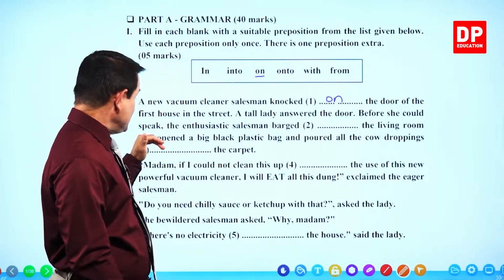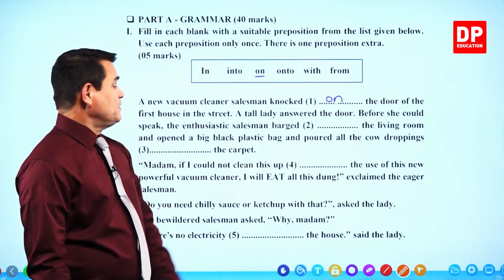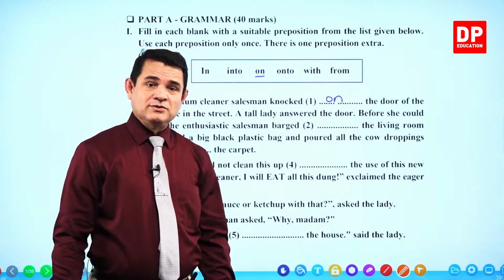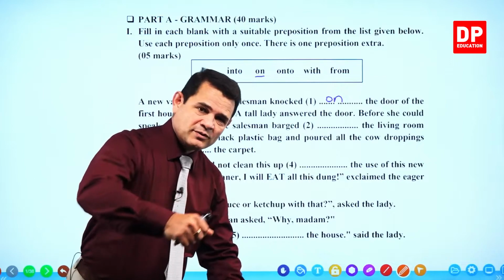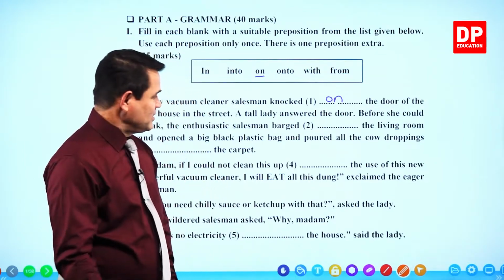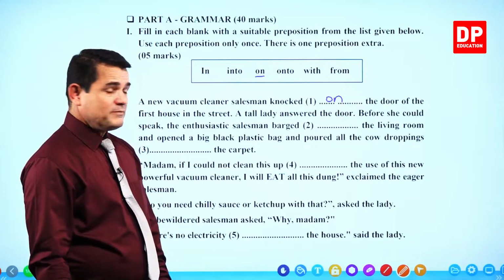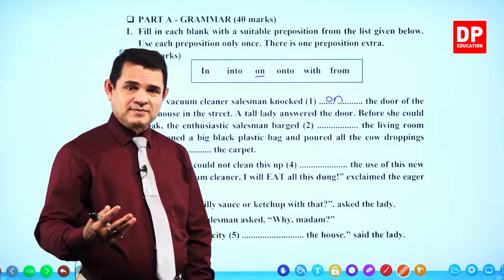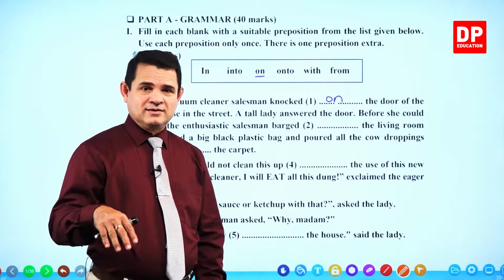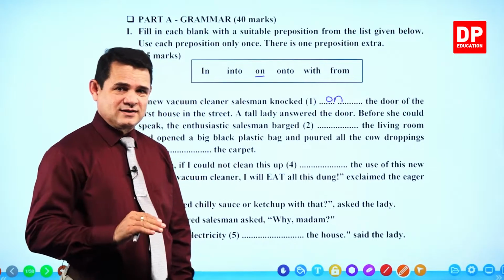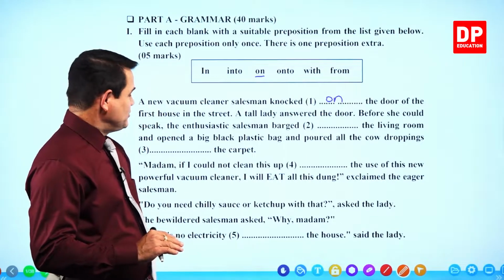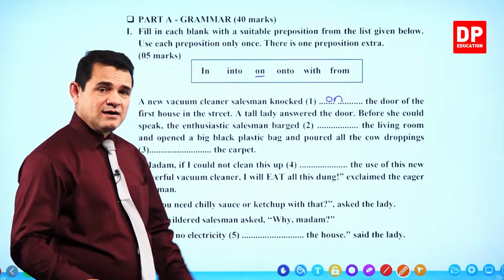Living room එකට ගියා and opened a big black plastic bag and poured. ලොකු plastic bag එකක් open කළා, poured. වක්කරුවා. ඒ කියන්නේ හැලුවා. All the cow droppings, you know cow droppings, cow dung. ගොම කියන්නේ හරක් ගේ. Cow droppings blank the carpet එකට දැම්මලු.